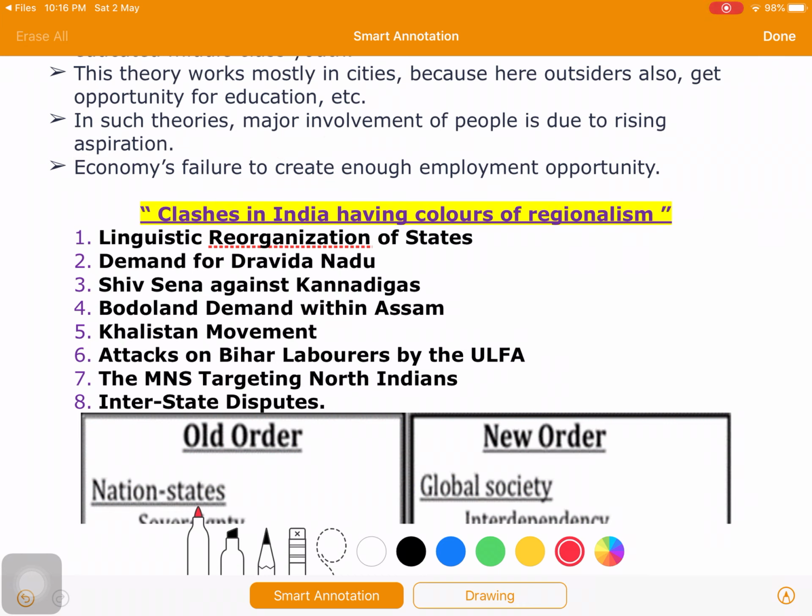And then came the Shiv Sena against Kannadigas. In 1966, the Shiv Sena of Maharashtra launched its agitation against these Kannadigas in the name of Marathi pride. The first targets of this agitation were South Indians who were the workers of Udupi hotels in Mumbai. And this agitation was labeled to be a retaliation of the lathi charge on Marathi speaking people in the border areas. Even today, it is existing.